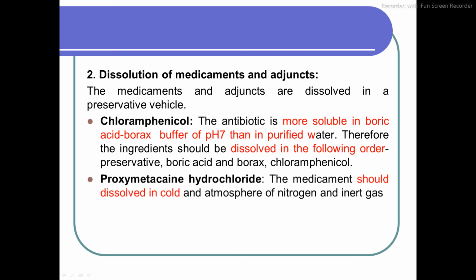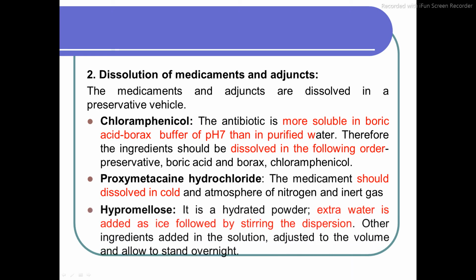Next, proxymetacaine hydrochloride. It should be dissolved in cold and in an atmosphere of nitrogen or inert gas. So these are the different types of environments which your drugs require to get solubilized. If you want to dissolve proxymetacaine hydrochloride, you have to dissolve it in cold condition only, because at room temperature it will not have high solubility.